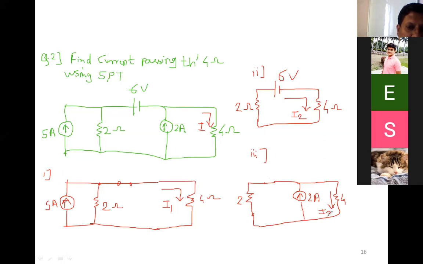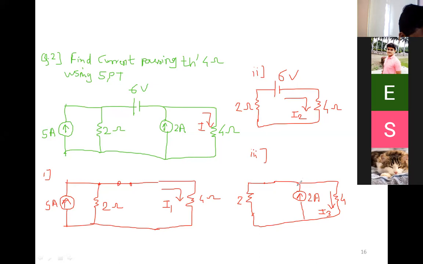Which method can you use to find I3 here? Again a parallel circuit is there, 2 and 4. Some current will flow through 4, some current will flow through 2. Which method can you use here? Current division, yes, and nodal analysis also you can use. Both are acceptable.